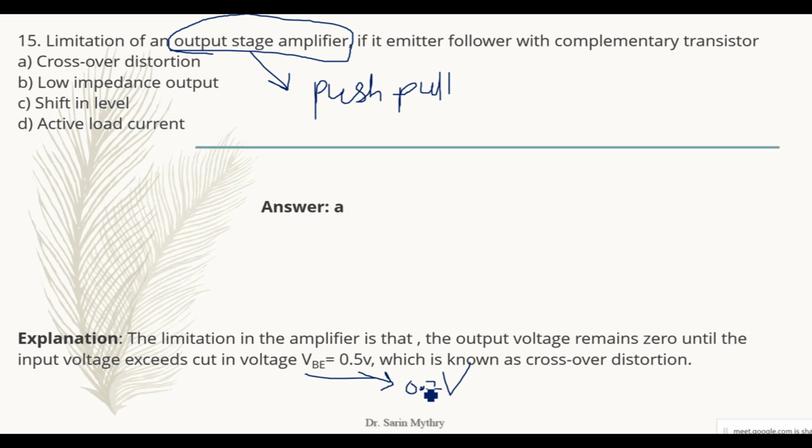It is in the cutoff region. So if it is in the cutoff region, the output will be 0. So that's a major limitation. Crossover distortion will be happening. This kind of situation we call crossover distortion. Crossover distortions will be obtained here. That's a major limitation.